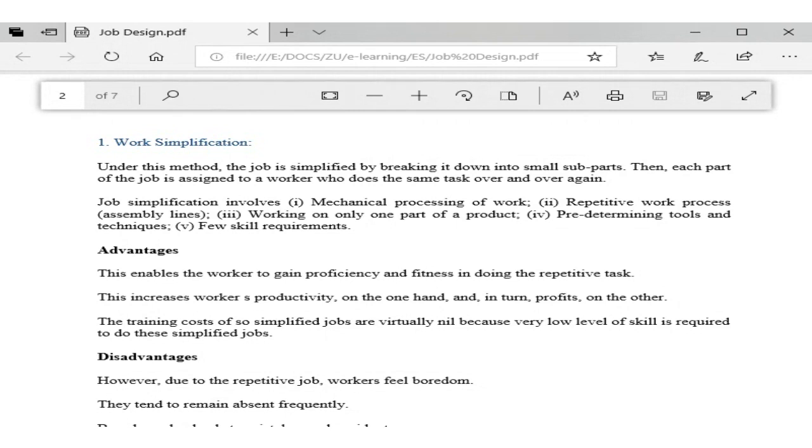So you are in that same area over and over again. That is what we call work simplification. Make it be as simple as possible.